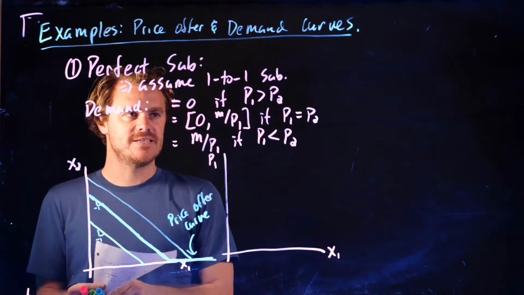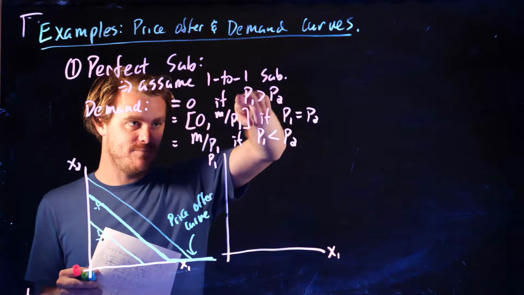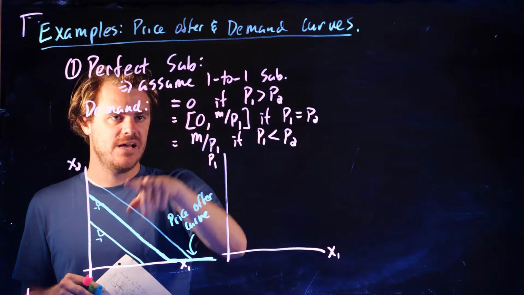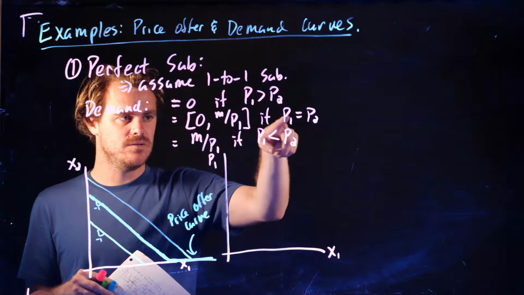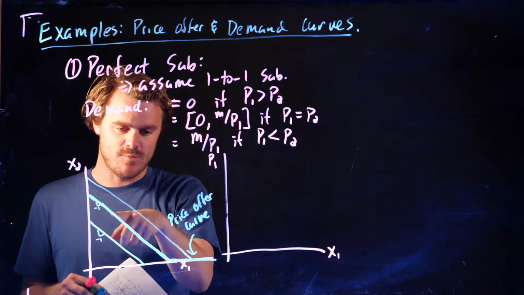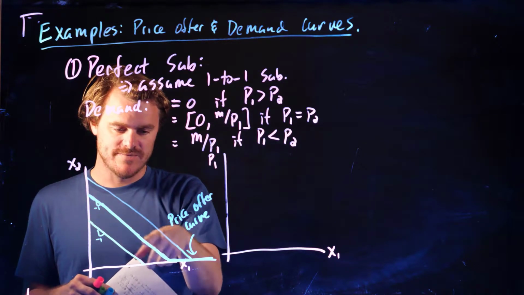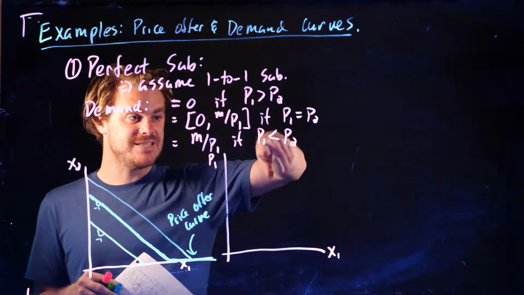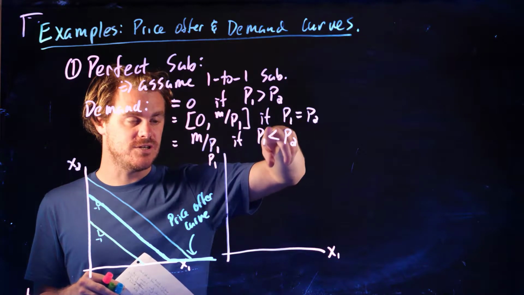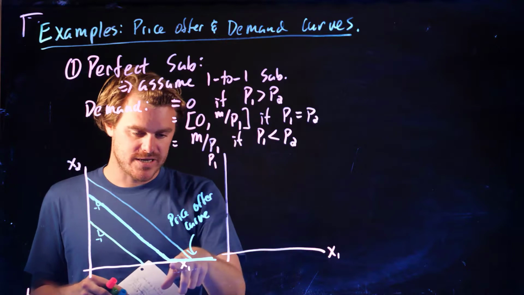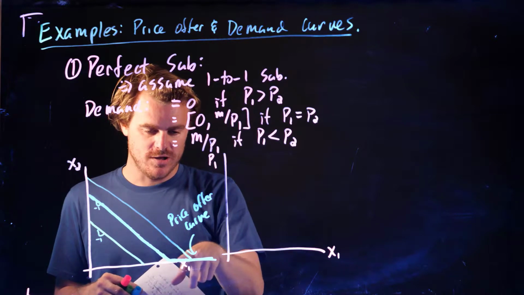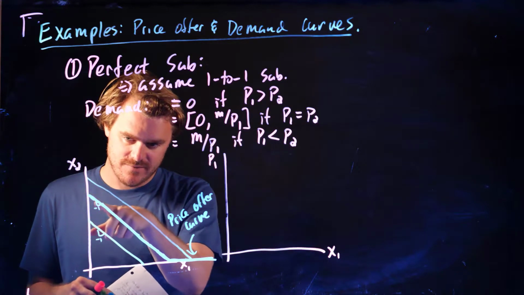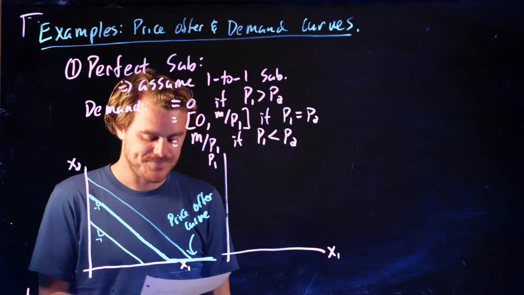As we change the prices, if the price of good 1 is higher than the price of good 2, we're not going to have any of good 1. As soon as they're equal, we're going to be consuming somewhere along one of these indifference curves. So for instance, this indifference curve. And then as soon as the price of good 1 is less than the price of good 2, we're going to spend all of our money on x1 and buy 0 x2. So it's going to follow this line and go across there.